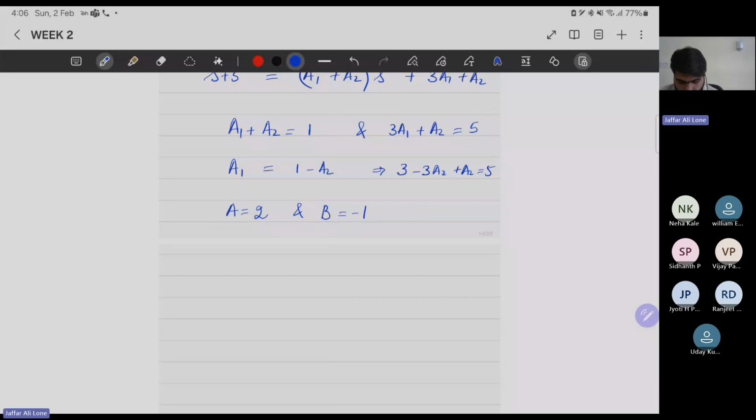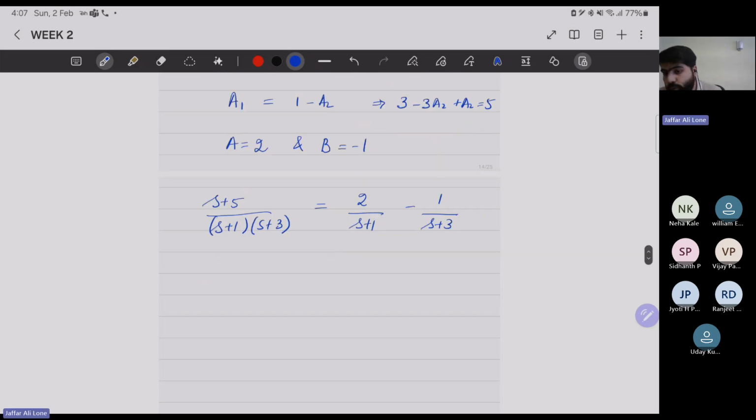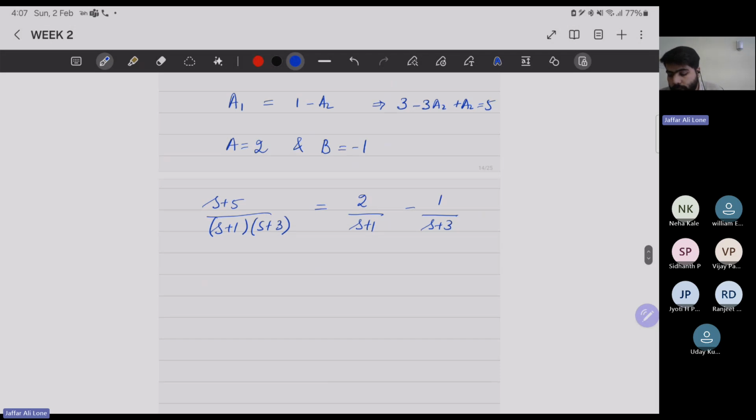Then how can we write the function? We can write it as (s plus 5) over (s plus 1)(s plus 3), which we can directly write as 2 divided by (s plus 1) minus 1 divided by (s plus 3). Right, and now we know the Laplace transform of e raised to the power minus at is equal to 1 divided by s plus a. So we can make use of this.